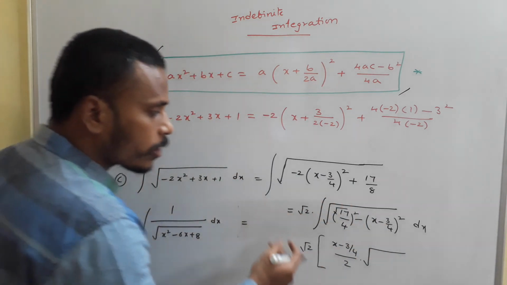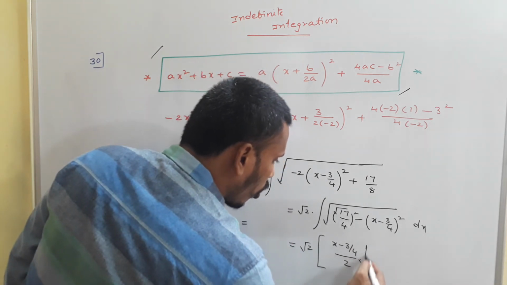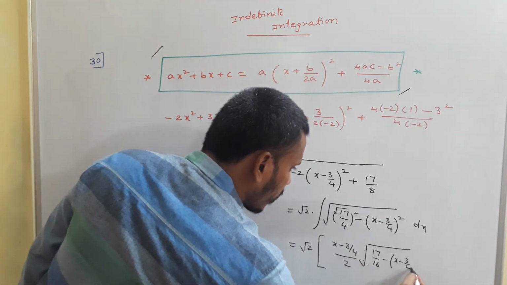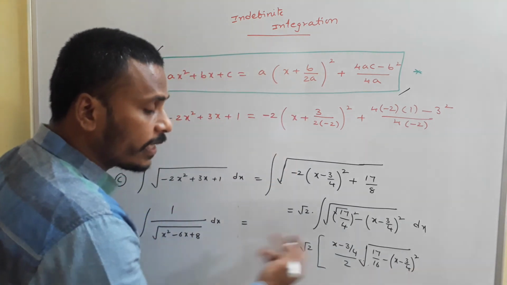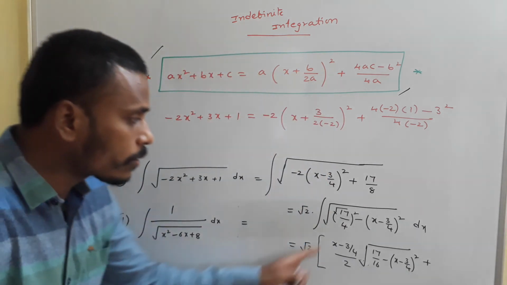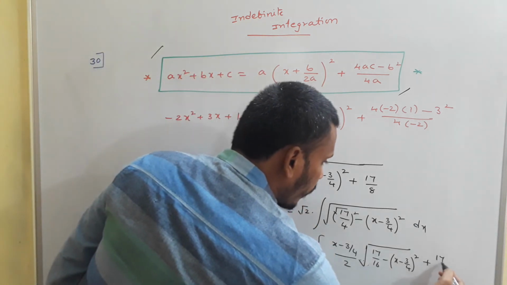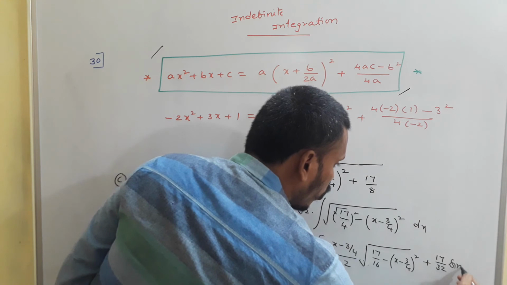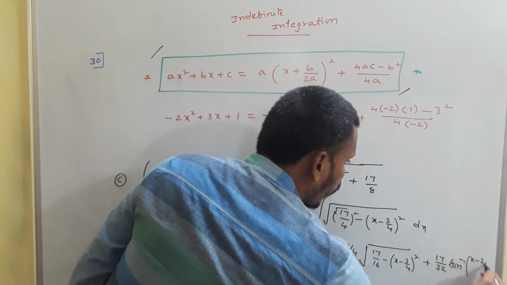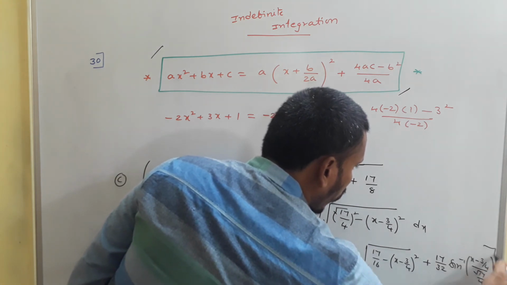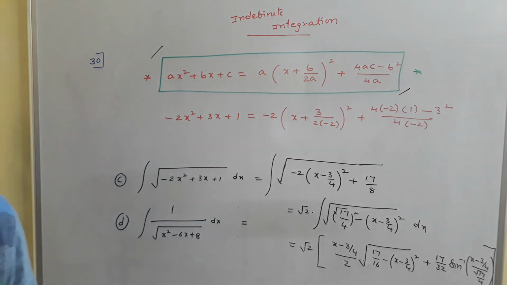Okay, what is this total expression? You just write like that, no problem. Root of 17 by 16 minus x minus 3 by 4 whole square. Okay, and then plus a square by 2. A square is this 17 by 16 by 2. A square by 2, right? So 17 by 16 by 2 and 17 by 32 into sine inverse of x by a. Sine inverse of x minus 3 by 4 divided by root 17 by 4 plus some constant of integration. Just observe carefully. Very simple, just applying the known standard integration formula, that's it.